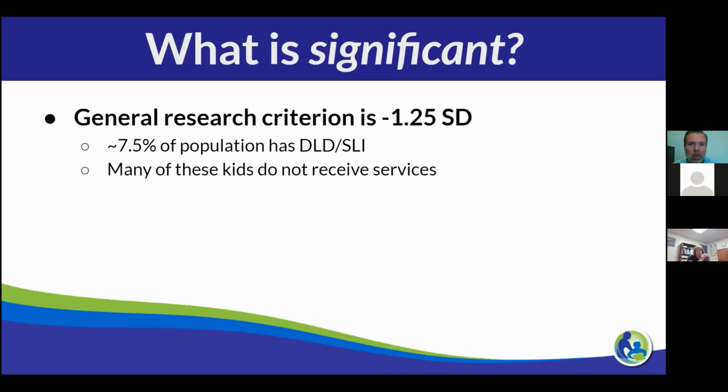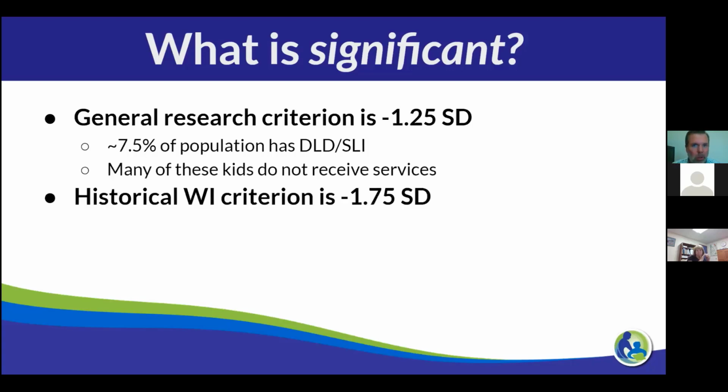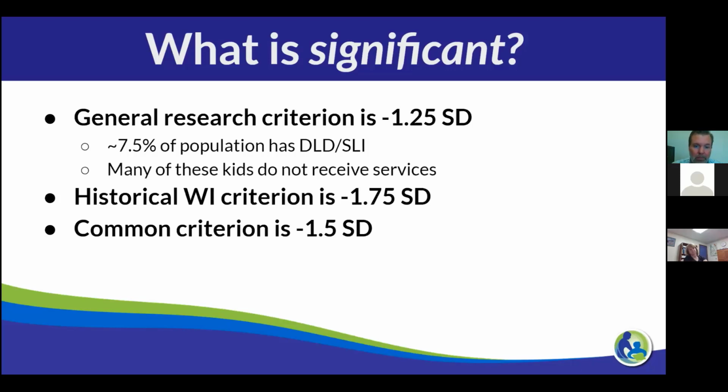So in general, when we look at more of an academic setting, historically in Wisconsin, we used 1.75 as our criterion. And a very common criterion when you look across states that have established criterion is something like 1.5 standard deviations below the mean. I personally like 1.5 standard deviations, if a test is appropriate and I'm getting accurate data, but at the end of the day, these are all relatively arbitrary, right? There's nothing magical about 1.25, 1.5, 1.75. They're different places where that line was placed on the normal curve.